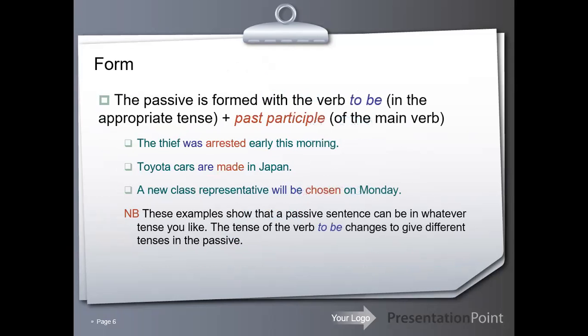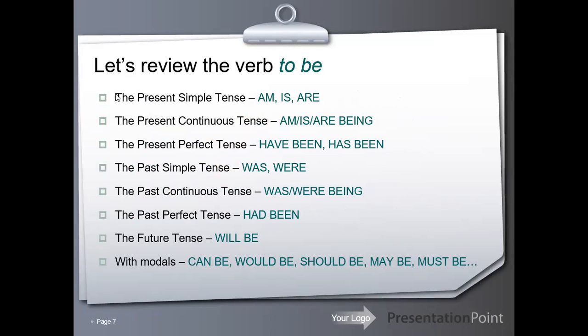All right. That's why we have the following. Por eso tenemos esto acá. The present simple tense of the verb to be, am, is, are. Present continuous, am, is, are, plus ing of a verb. Present perfect, have been, has been. The past simple tense, was and were. The past continuous, was, were, and ing form. The past perfect tense, had been. The future tense will be, and there are some modals. Ayer o el antier, parece que vimos algunos modales. Con los modales siempre va a ser forma base. Can be, will be, should be, may be, must be, etc.